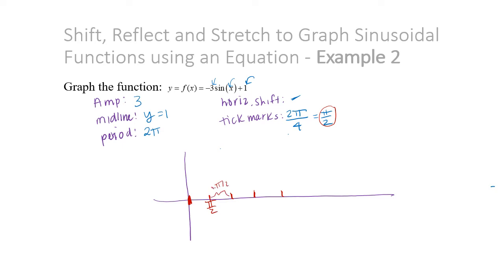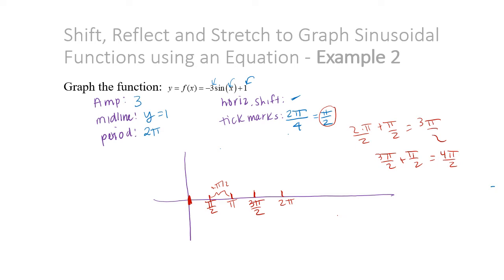So pi over 2 plus pi over 2 is 2 pi over 2, which is pi. Add another pi over 2. Pi plus pi over 2, get that common denominator, and that'll give us 3 pi over 2. And then for that last one, you take 3 pi over 2, add a pi over 2 to that, and you'll get 4 pi over 2, which reduces to 2 pi. So now we've got our tick marks for the horizontal axes.